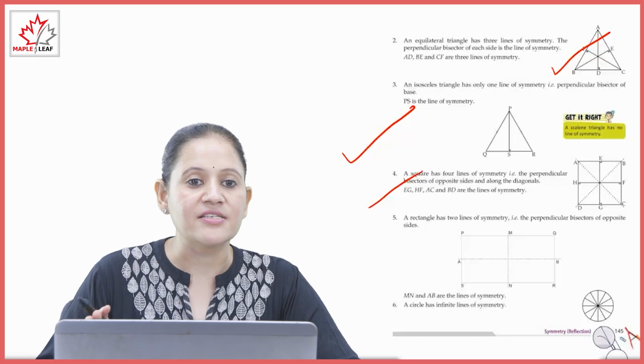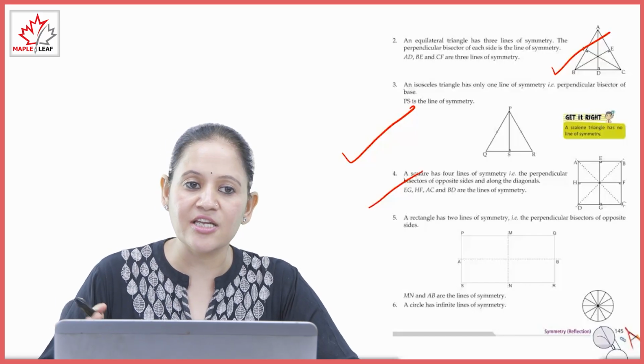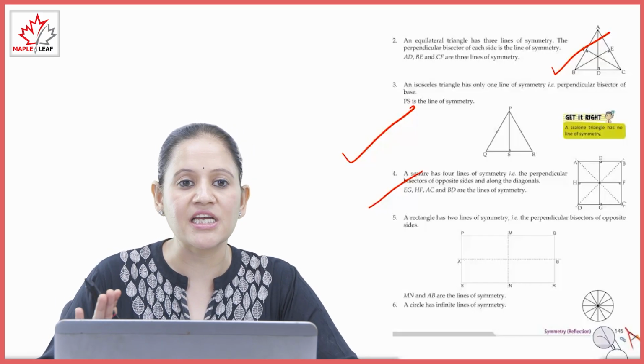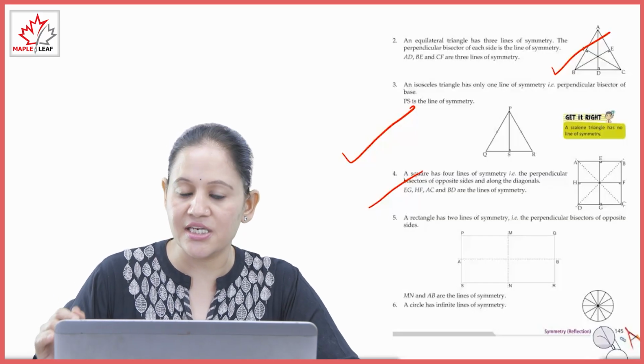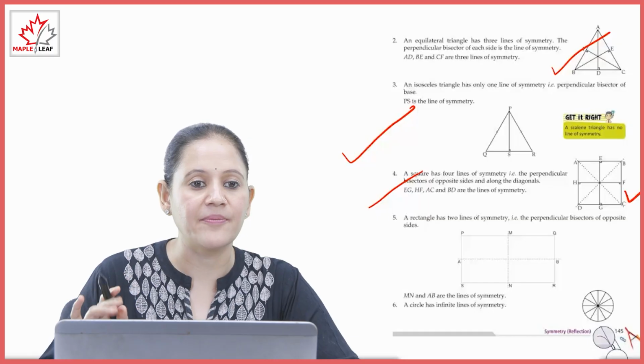A square has four lines of symmetry. All sides are equal, so the perpendicular bisectors of opposite sides and the diagonals are lines of symmetry. EG, HF, AC and BD are the four lines of symmetry.